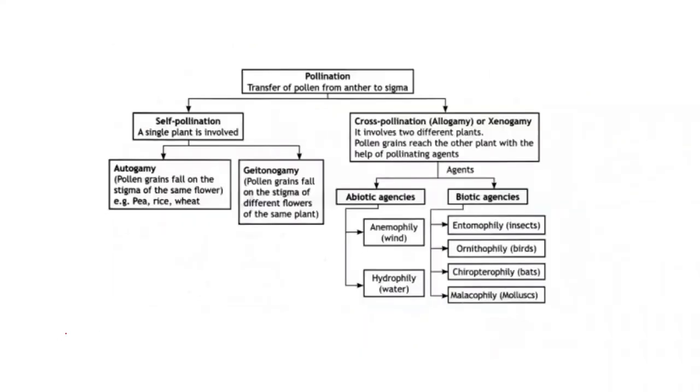So let us now talk about pollination. Pollination can be of two types: self pollination, and the second one is cross pollination, or allogamy, or xenogamy. Then self pollination can be of two types: autogamy and geitonogamy. You should know the difference. Have a look at the slide. I have already put in the various details over here.